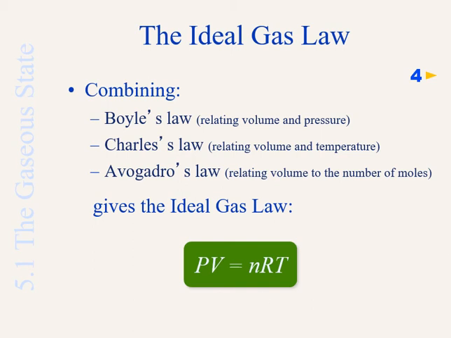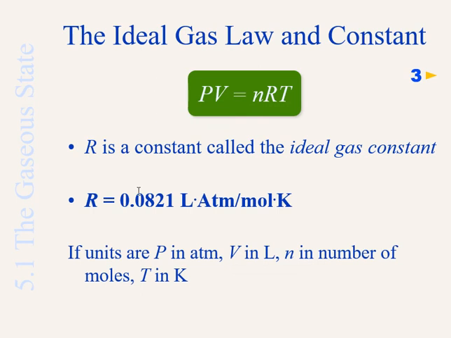But when we look at the ideal gas law, we are looking at just the four variables together with the gas constant R. What is the value of the gas constant? We can actually find out the value ourselves, but it's a value of 0.0821 liter atmosphere divided by mole Kelvin.